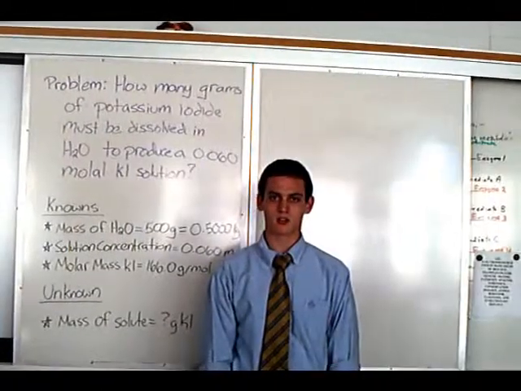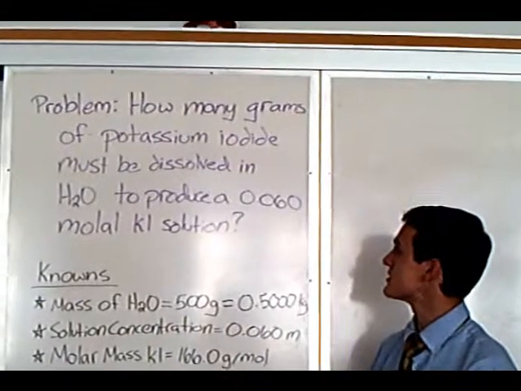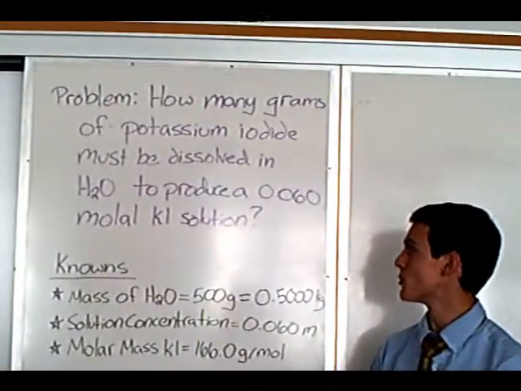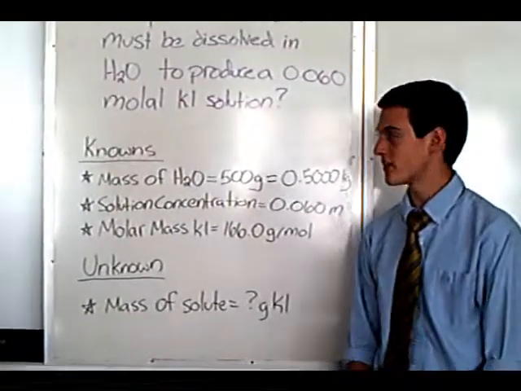Our molality problem today is how many grams of potassium iodide must be dissolved in H2O to produce a 0.06 mol/kg KI solution. So to start this problem, we find our knowns.